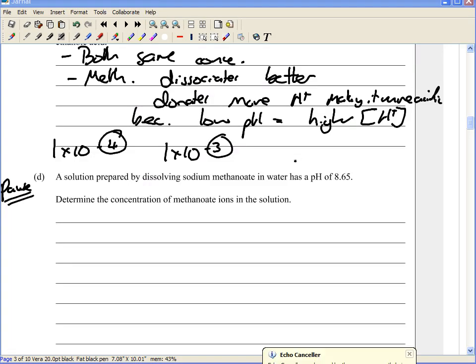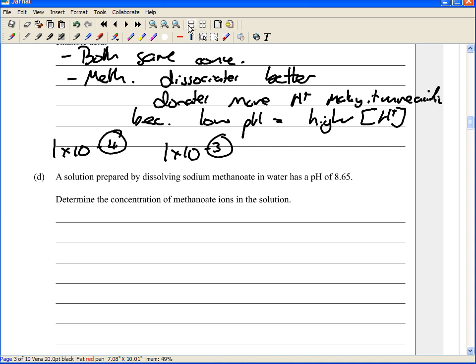Okay, welcome to part 2 of our video tutorial. We're looking at the 2009 paper of Aqueous Chemistry, level 3, and we're up to this part right here. So get rid of pause. Gone. Okay, we have got a solution prepared by dissolving sodium methanoate, which has a pH of this.